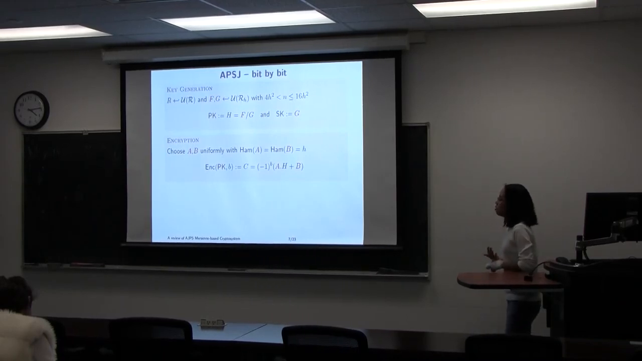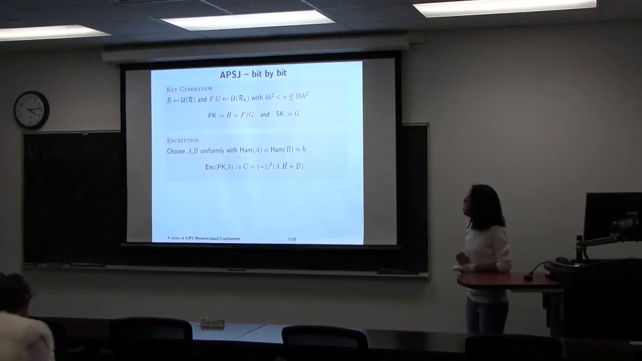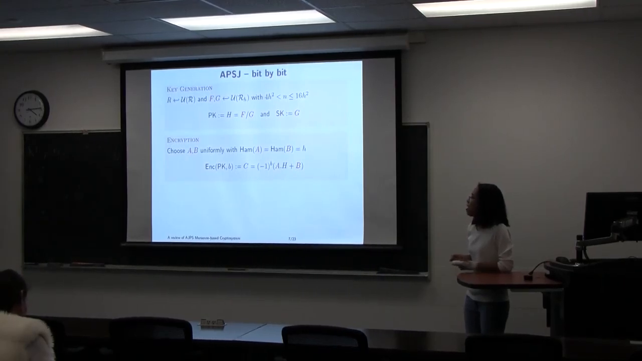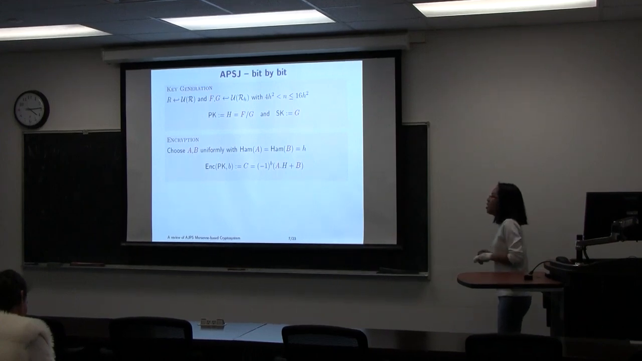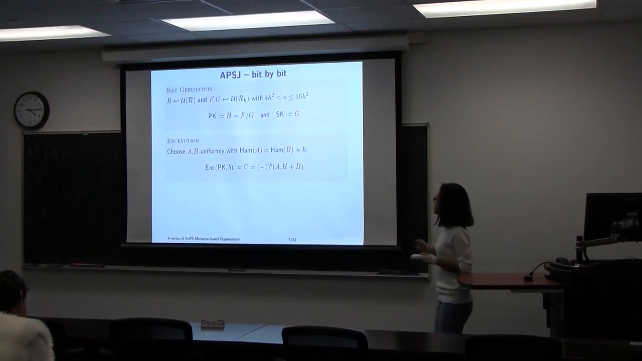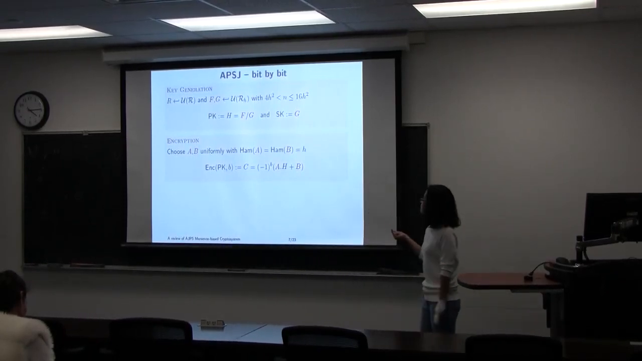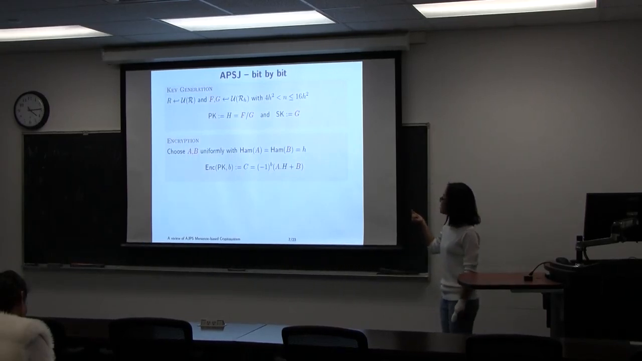Okay, so let's start with the encryption. Suppose that we want to encrypt a bit message b, the small b. So b can be equal to 0 or 1. We will choose A and B uniformly at random with the condition that the Hamming weight of A and the Hamming weight of B will be equal to H. That means A and B are elements of R with a low Hamming weight. So the encryption is set up like C equals -1 to the power of b times (a h plus B).